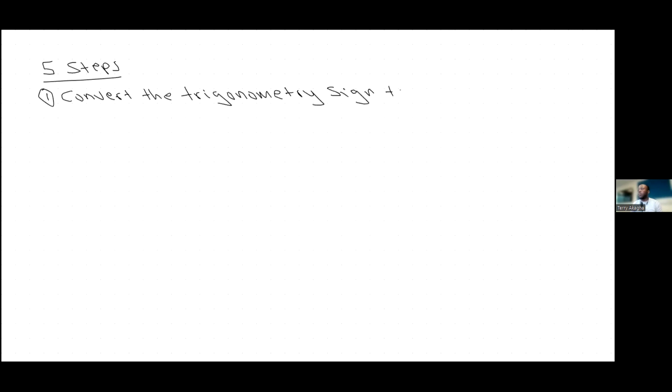So the 5 steps. Number 1, the first thing is that you convert the trigonometry sign to the appropriate integral form.